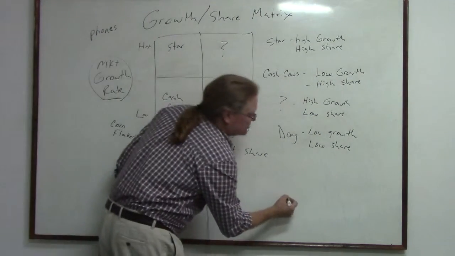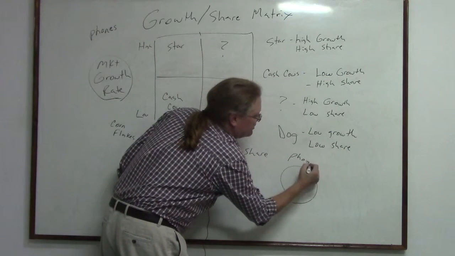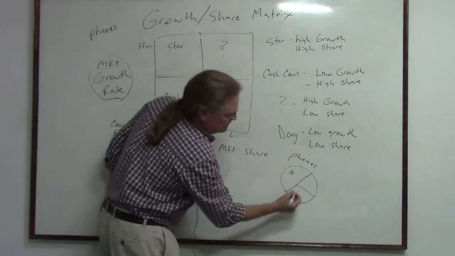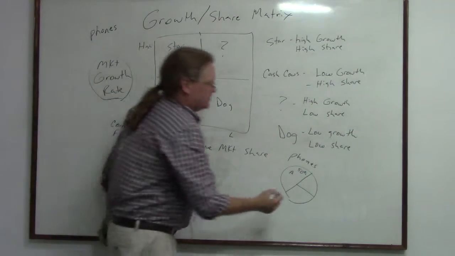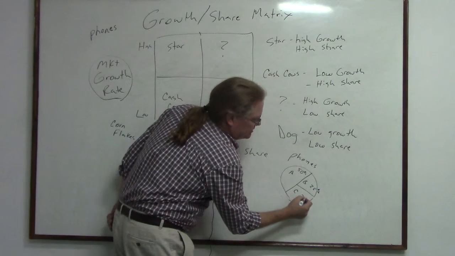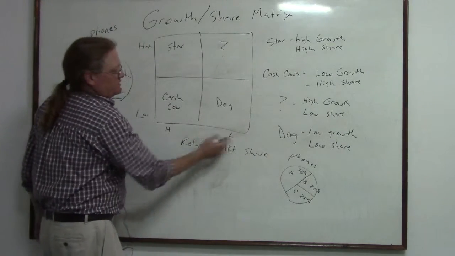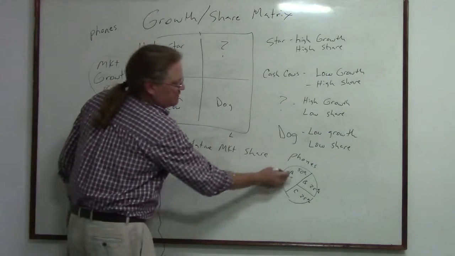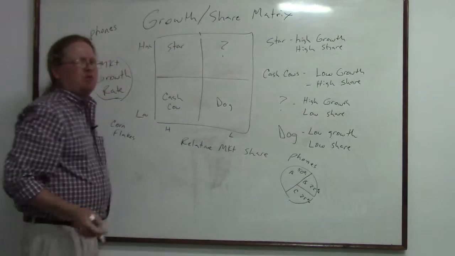So, growth rate. Now we have relative market share. Market share means there's a whole market, and it might be phones, and we have company A that might have about 50% of the market. They sell 50% of the phones. We might have company B that does 25% and company C that has 25%. So in this model, we're wanting to see if our market share is high or low. In this case, A would have a high relative market share, and B and C would have moderately low.